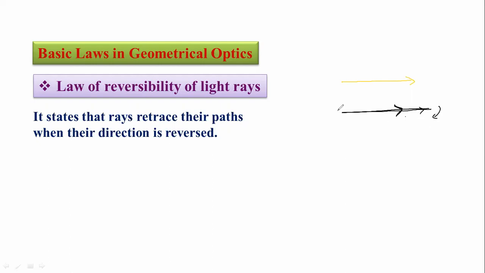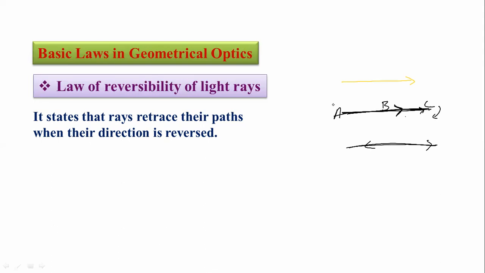For example, let us take a path A, B, C. Initially it is moving in this direction. When you reverse the direction, what happens? This light comes back along the same path. It actually moves in the reverse direction and again comes back to the same path. So this is what reversibility of light rays is.